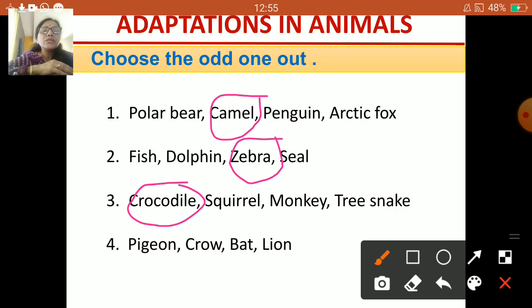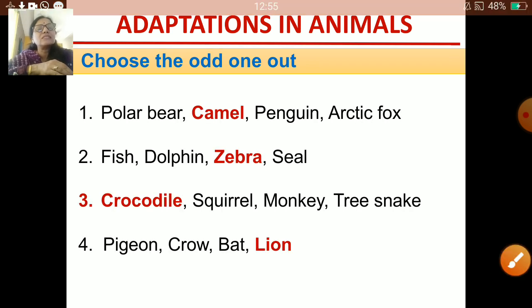Next one, pigeon, crow, bat, lion. Pigeon, crow, bat, you can say they are all aerial. They spend most of their time in the air flying. While lion is a land animal. It cannot fly. So here lion is the odd one out. Understood? Okay. Here is the slide with the answers.